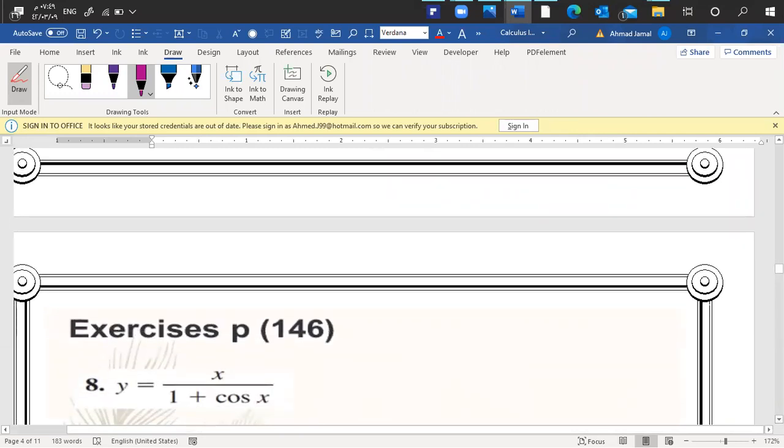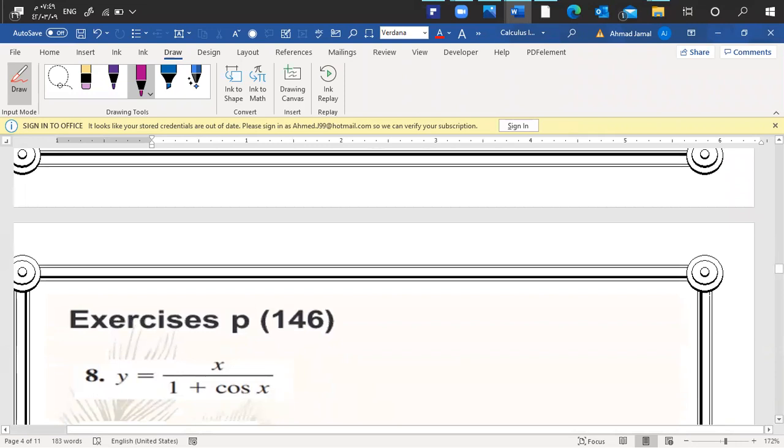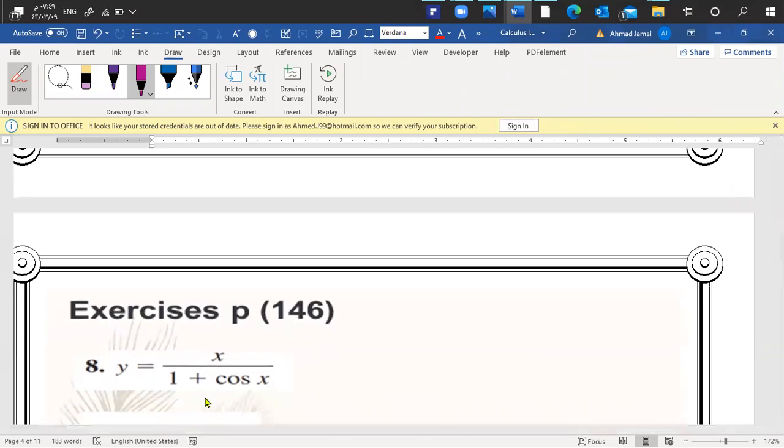Example, page 146. I want to find the derivative of x over 1 plus cosine x. So I have a divide, so I will take the denominator squared, the formula. I will say d squared, meaning denominator squared, and I will write d as it is, no change.